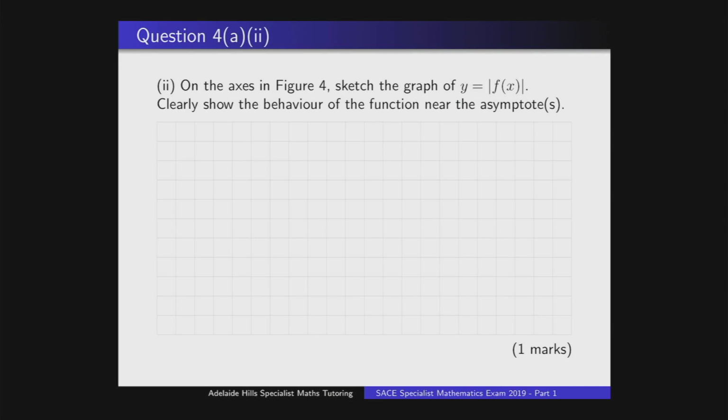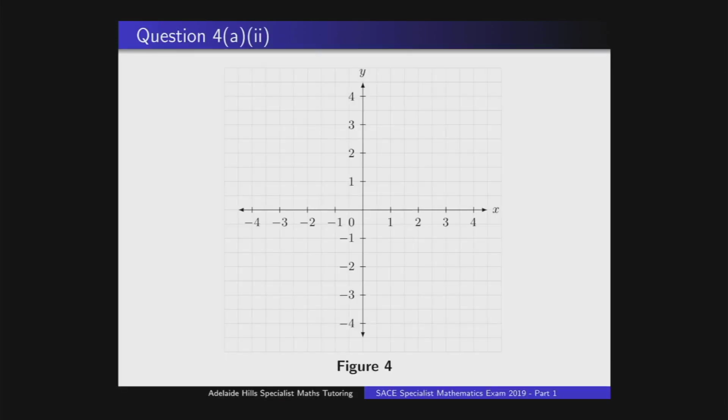Part 2, on the axis in figure 4, so this is the next figure, sketch the graph of y equals the absolute value of f of x. Clearly show the behavior near the asymptotes. Okay, so this is as before, except y is greater than or equal to 0. In fact, it's always greater than 0. Okay, because taking the absolute value means that all the times when y equals f of x is negative, y equals the absolute value of f of x is going to be positive. And when it's positive, it's still positive. So it looks the same as before.